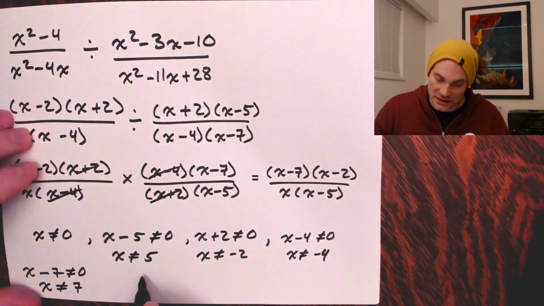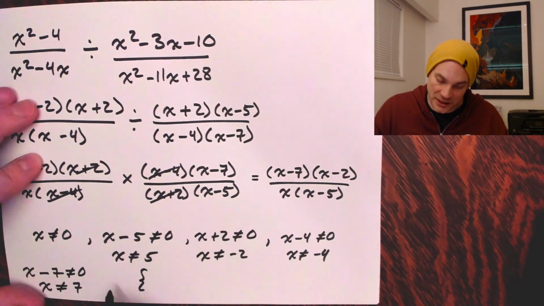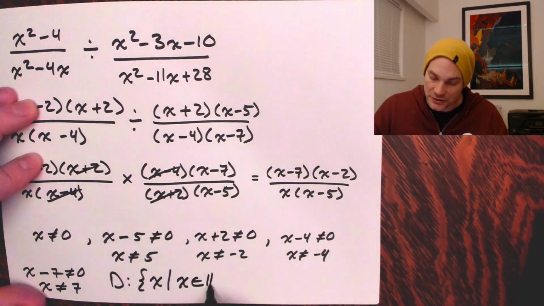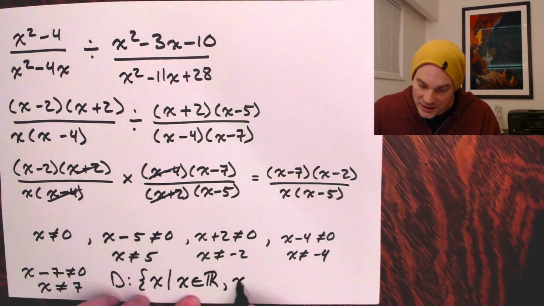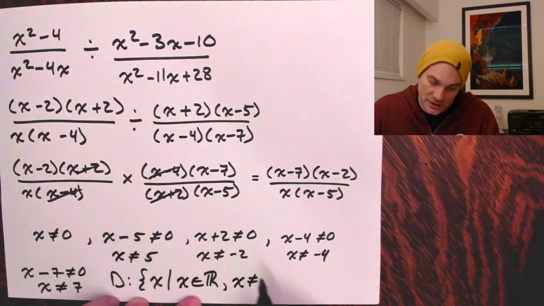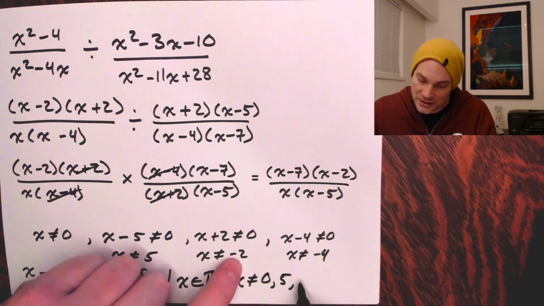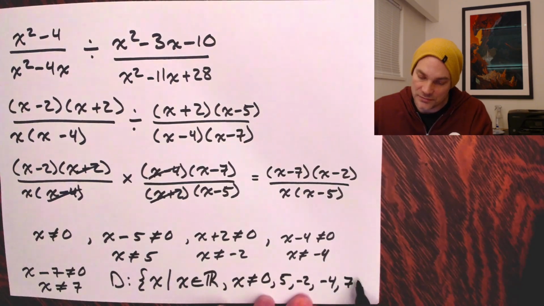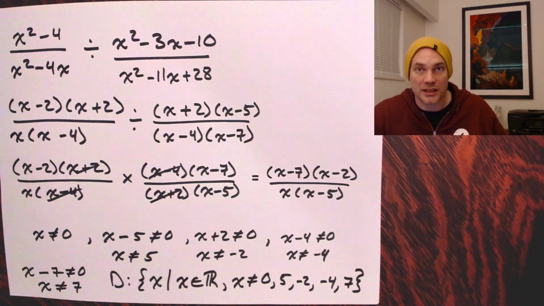So our whole set is, if we do the denominator, the domain, is the domain of x such that x is an element of a real number, that's our fancy R, but x cannot equal 0, 5, -2, -4, and 7. And we close the bracket. So that's how we multiply and divide rational expressions.